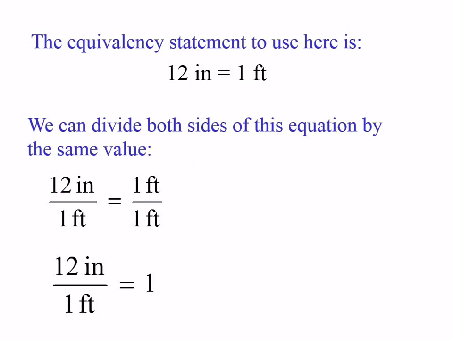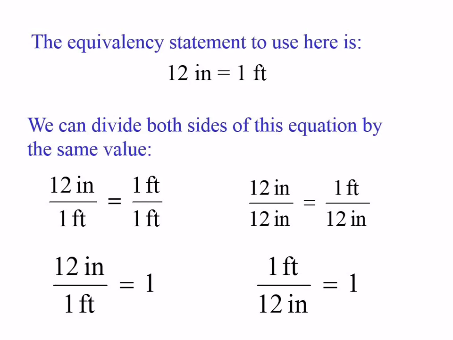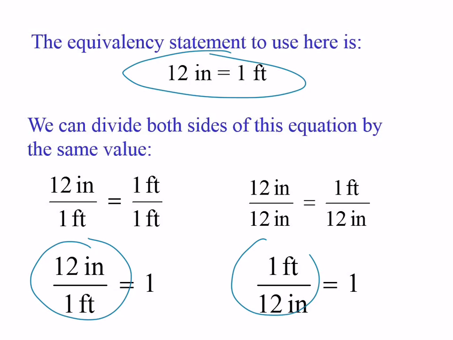Well, let's take the same equivalency statement and now divide both sides by 12 inches. So 12 inches divided by 12 inches, of course, is 1. 1 foot divided by 12 inches then must also be 1. Any equivalency statement can end up with 2 ratios, 2 conversion factors. Which one are you going to use? Whichever one you need to use.